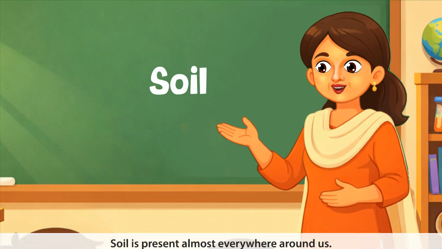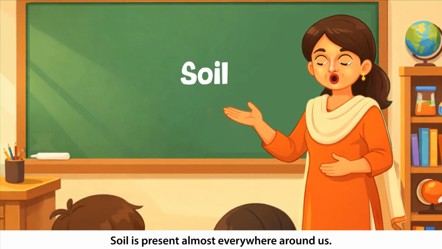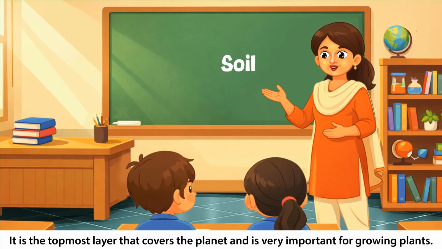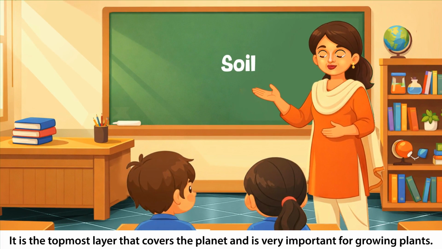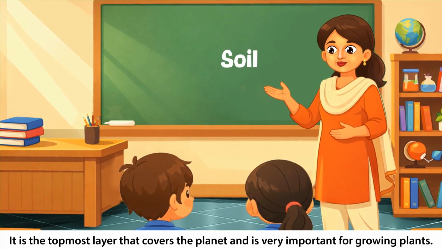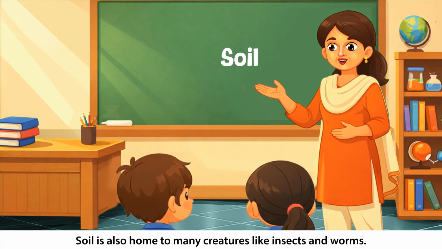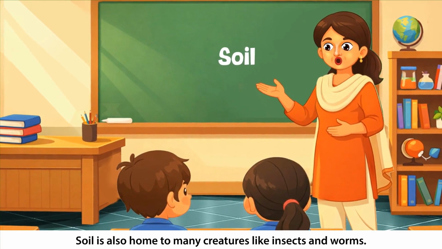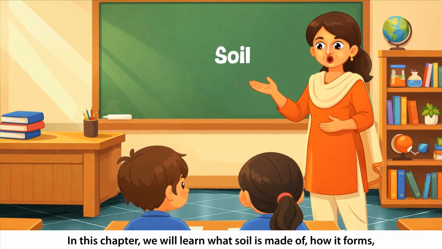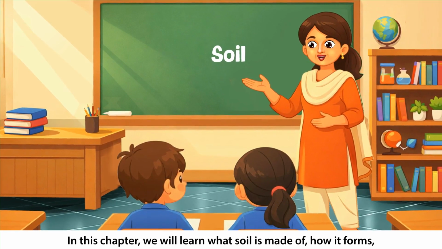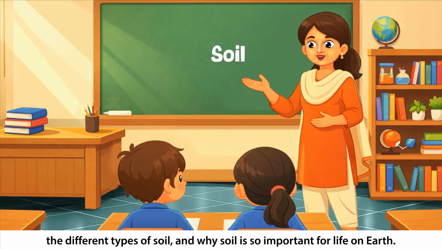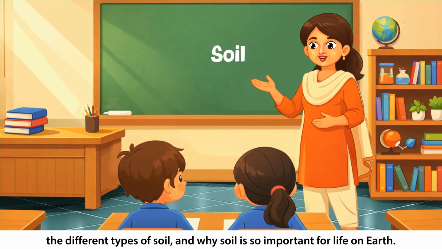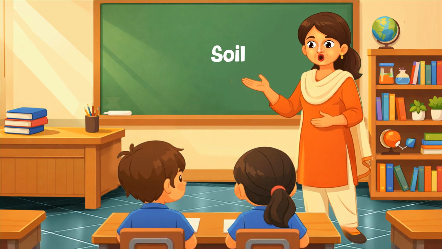Soil. Soil is present almost everywhere around us. It is the topmost layer that covers the planet and is very important for growing plants. Soil is also home to many creatures like insects and worms. In this chapter, we will learn what soil is made of, how it forms, the different types of soil, and why soil is so important for life on Earth.